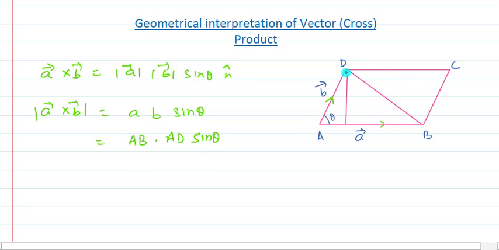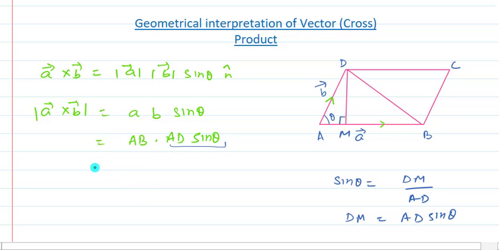Here I have drawn DM perpendicular to AB, so this angle is 90 degrees. Now using the concept of trigonometry, in this triangle ADM, we have sin theta equal to DM upon AD, and from here we get DM equal to AD sin theta. So this AD sin theta can be replaced by DM. So let us replace this.